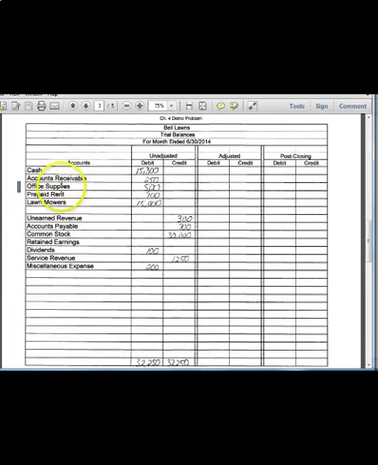Okay, so hang on a second. Okay, so this is really the end of part one of this particular problem.